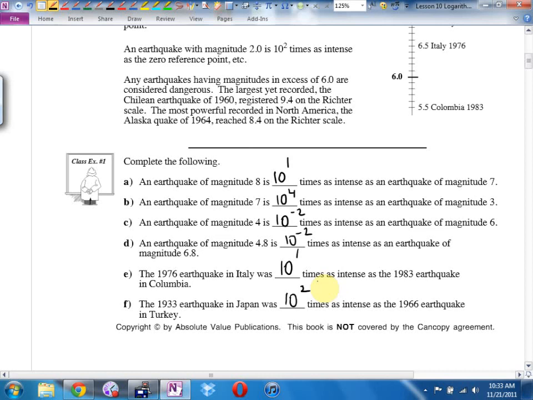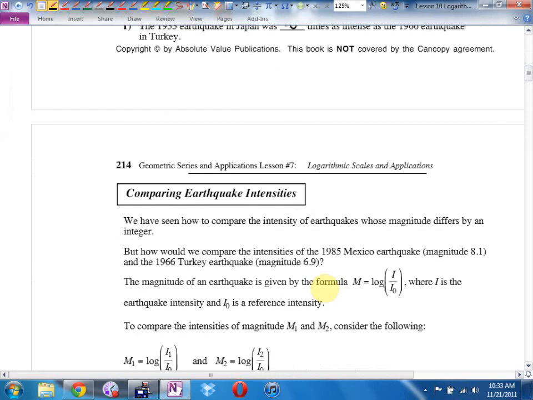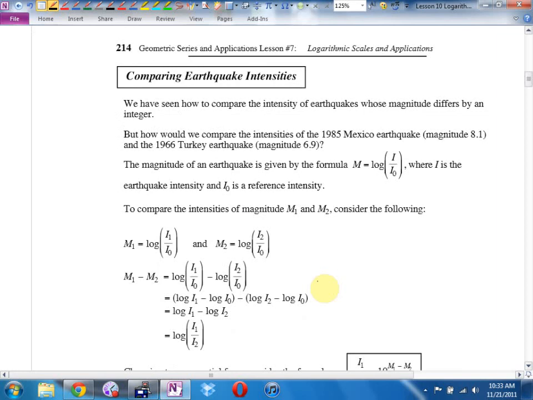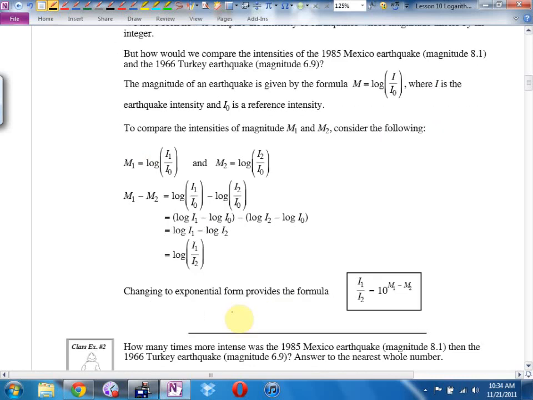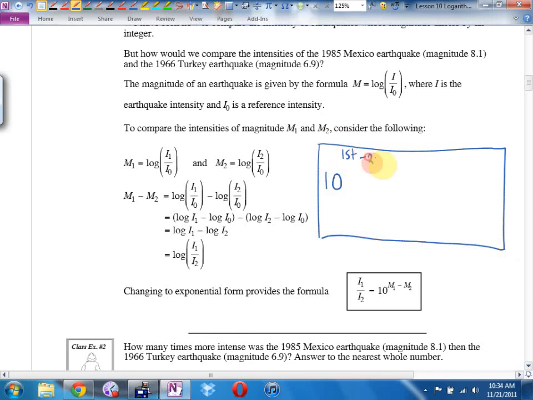Turn the page. They're deriving how you can compare earthquakes. I really think they overcomplicate how to get there. Here is Mr. Dueck's simplified version. This is what we're going to put in a little box right here. 10 to the first earthquake minus the second earthquake equals how many times stronger or weaker? 10 to the first one they give you minus the second one they give you. 10 to the first minus second.